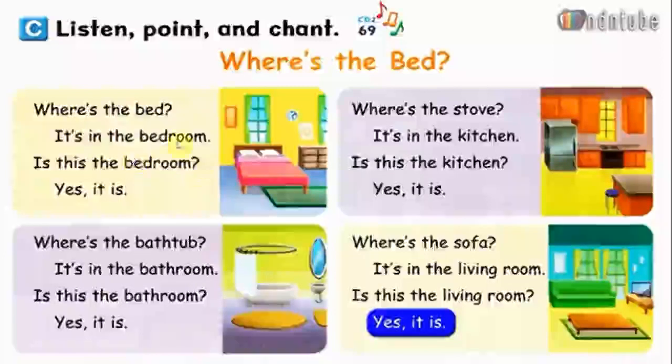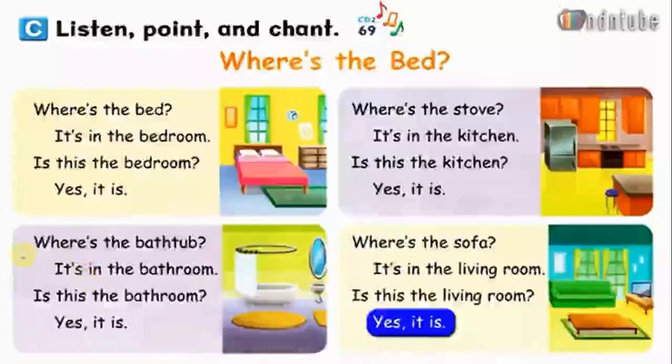منها أساسا ما يعرفها. Where is the bedroom؟ أين؟ Where is the bed؟ أين السرير؟ لازم تعطيه معلومة. شنو المعلومة هي؟ هو in the bed, في غرفة النوم. In the bedroom. هنا يسأل يتأكد. Is this bedroom؟ هل هذه غرفة النوم؟ إذا الجواب يكون yes أو no. Yes, it is.